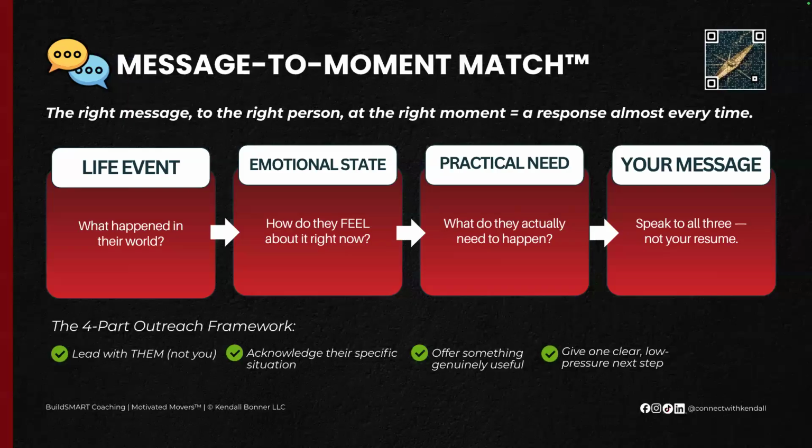And so the 4-part outreach approach that I want you to write down and take with you is: lead with them, not you. Acknowledge their specific situation. Offer something genuinely useful, right? And then give one clear, low pressure next step. Always with the next step. Don't forget the next step. That is an important piece to this. That is the whole approach. That's the formula. Lead with them, acknowledge their moment, give them something useful, make it easy for them to take the next step.